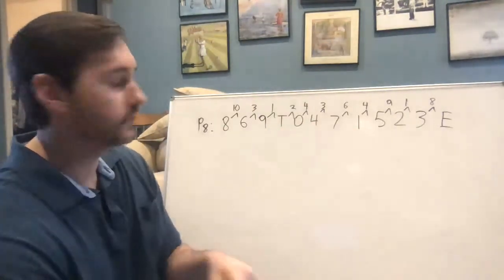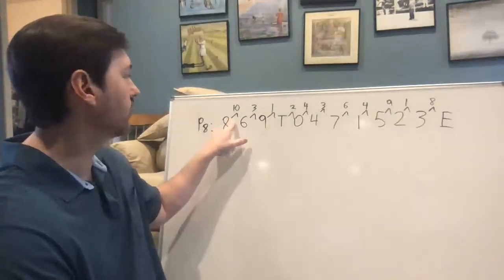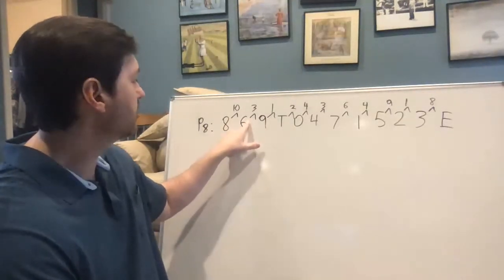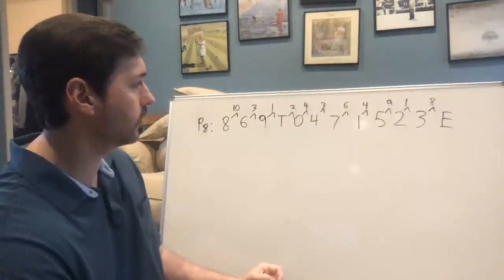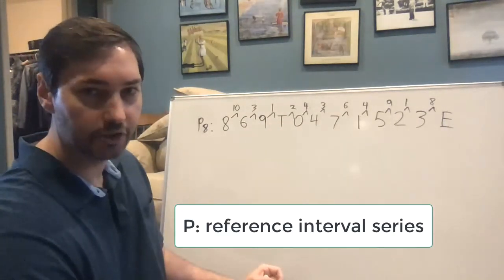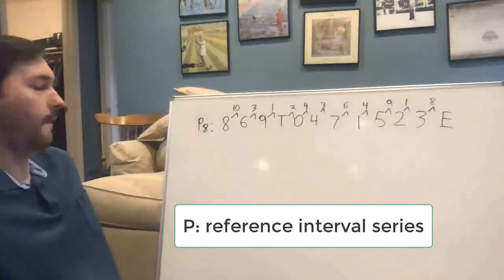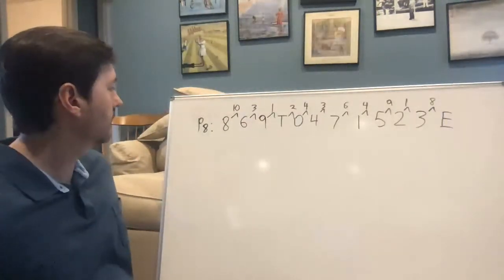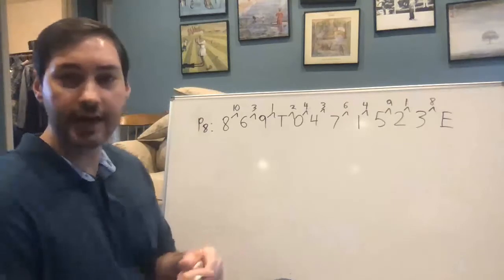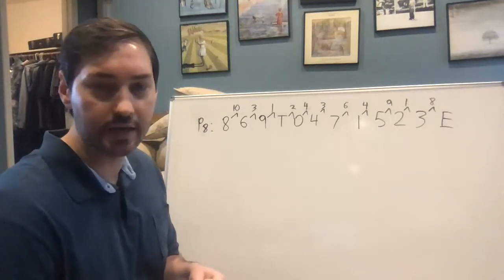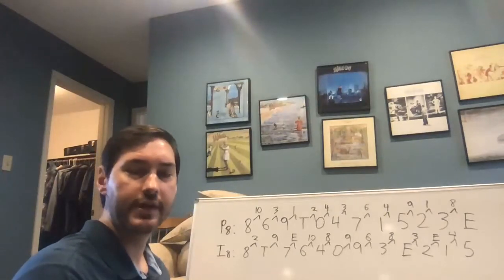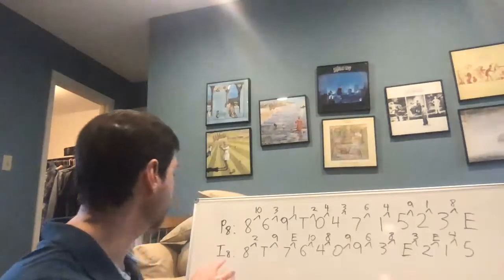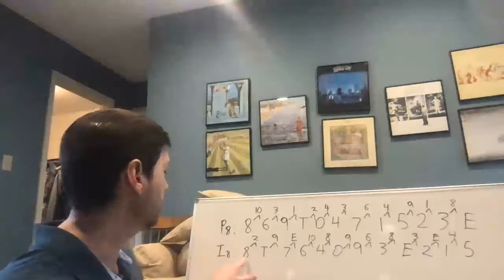And then what I've also done is I've written down the ordered intervals in between each adjacent note in the row. So take one moment and look at this. Okay, now let's see what happens when we create an inversion row. Now I've written down an I row, and I chose to use I8, so I started with 8.